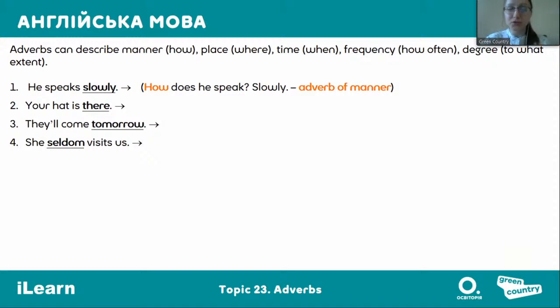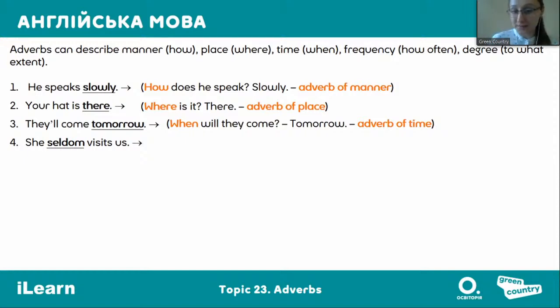Okay, let's go to number 2. Your hat is there. So I hope that is easy. There is an adverb. But what type of adverb is that? There. That is an adverb of place. Where is it? There. Adverb of place. Okay, let's go to number 3. They'll come tomorrow. So tomorrow is an adverb of time. When will they come? Tomorrow. Adverb of time. Great.